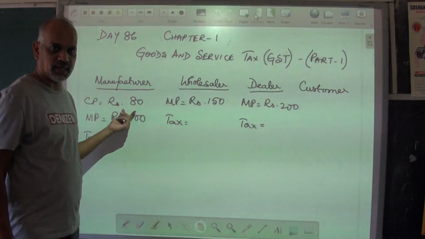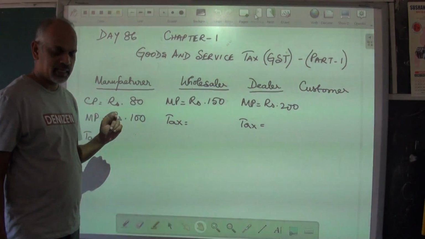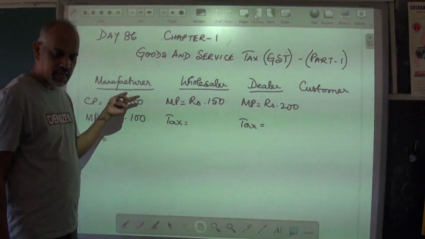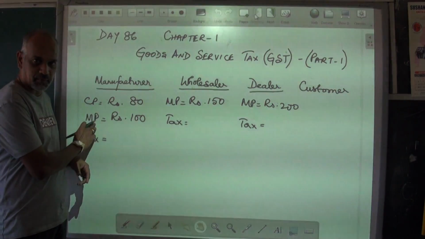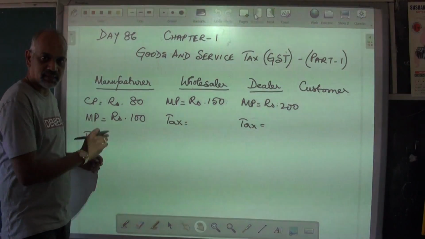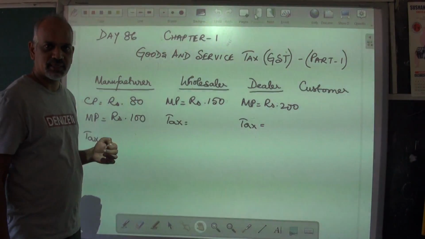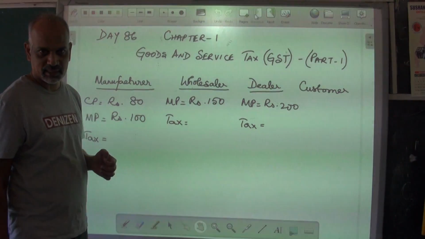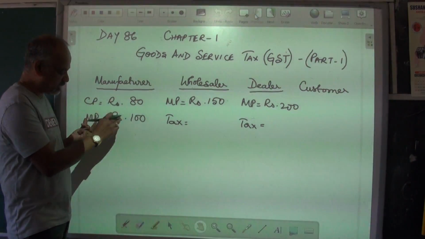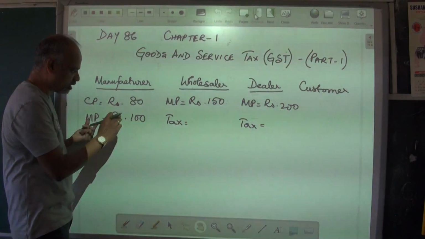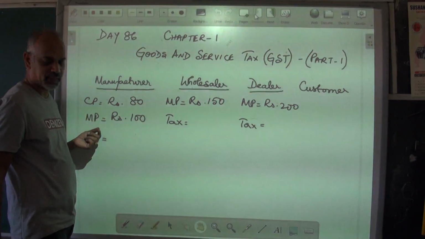Okay. Now when he sells it to the wholesaler, he increases the price and sells it at a mark price. MP stands for mark price. Mark price is also called list price. It's also called printed price. So he increases the price by 20 more rupees and sells it to the wholesaler for rupees 100.